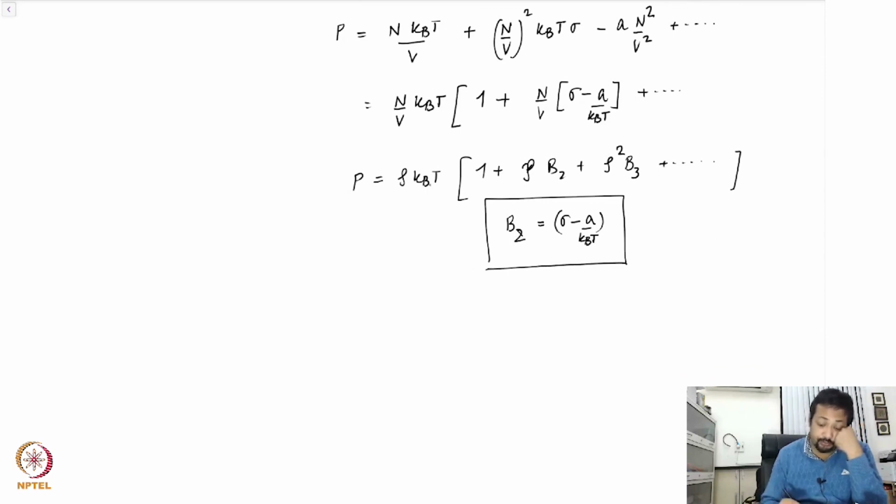Alternatively, you can also absorb the k_B T in the second virial coefficient and define B2 as k_B T σ minus a. a has the dimension of energy. Please remember that.